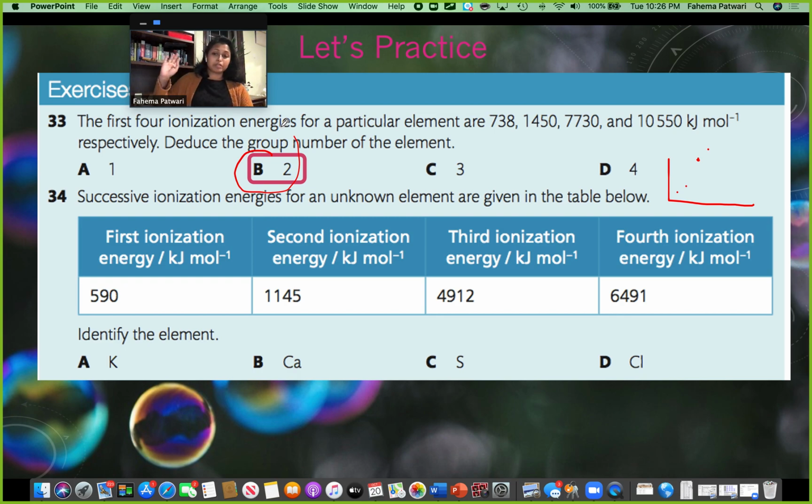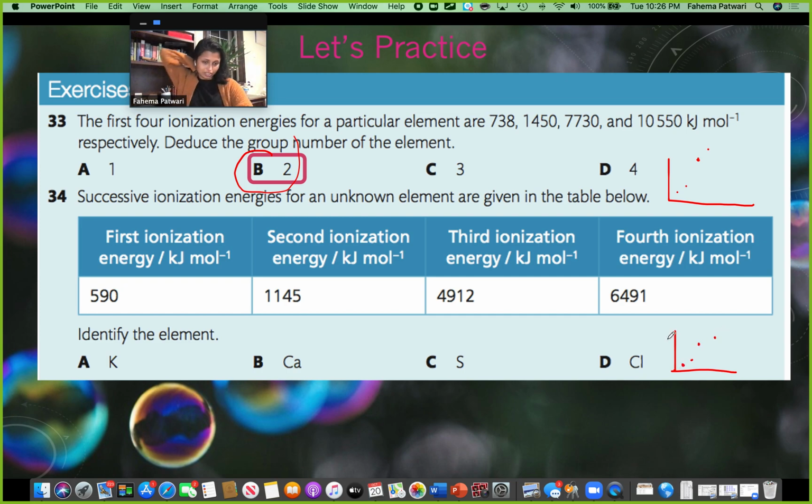Okay, same thing for the second question, right? So we'll do this again. Draw it out. It helps to visualize this, to draw it. 590, okay, this looks like it's about double that. That looks about right. Then this jump, that's not double anymore. That's like triple. So that's a jump.